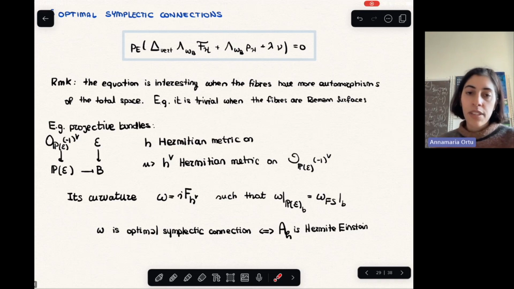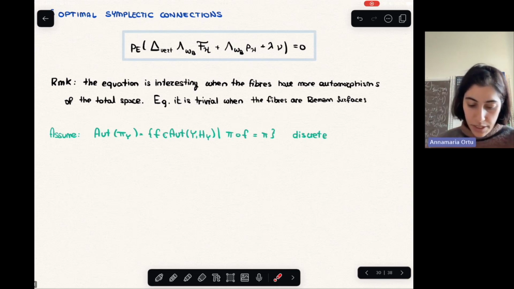And what the Hermite-Einstein connection is doing is to fix this automorphism that allows us to choose the Fubini-Study metric on each fiber in a canonical way. And so in this sense, optimal symplectic connections are like a canonical choice of relative Kähler metric on a fibration.